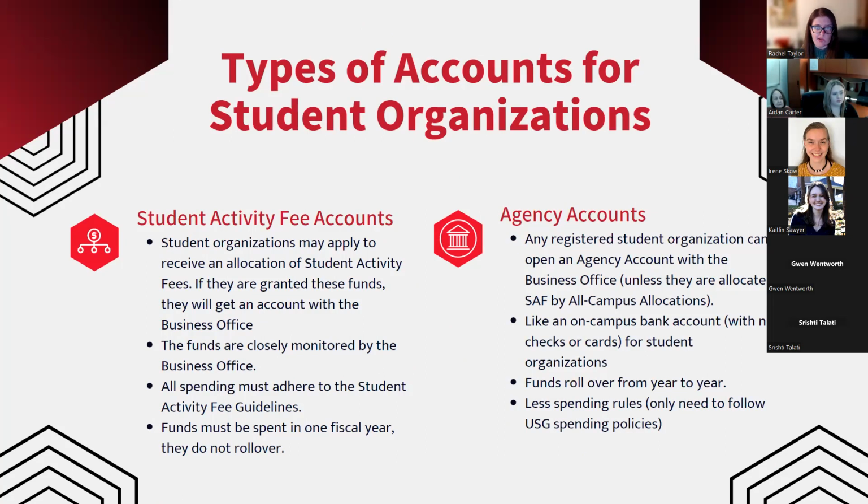As we'll talk about a little bit later, please note that in order to be eligible for all campus allocations, this is a requirement for you to be eligible, for you to have applied to one-time allocations at least twice and/or the Student Affairs Diversity Fund. So note that there is eligibility before you receive all campus allocations, which are related to these student activity fee accounts.